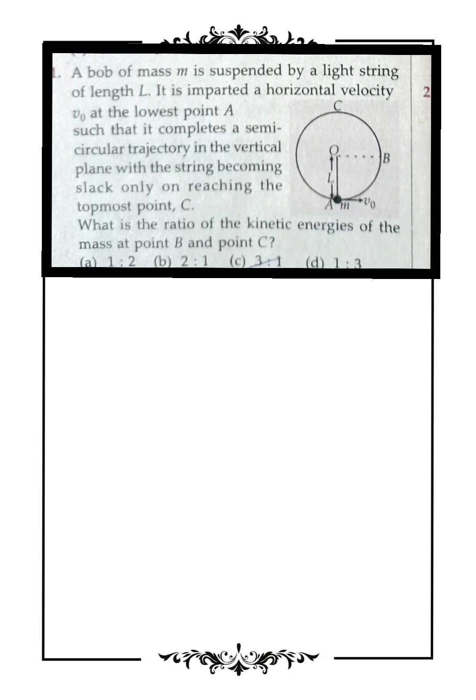A bob of mass m is suspended by a light string of length L. It is imparted a horizontal velocity v1 at the lowest point A such that it completes a semicircular trajectory in the vertical plane, with the string becoming slack only on reaching the topmost point C. What is the ratio of kinetic energies of the mass at point B and point C?